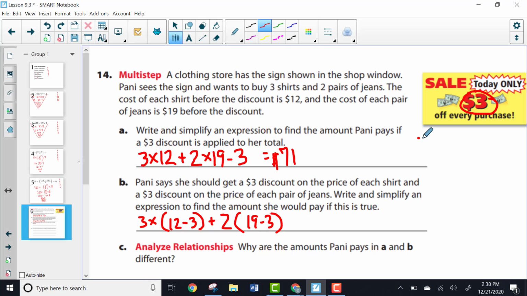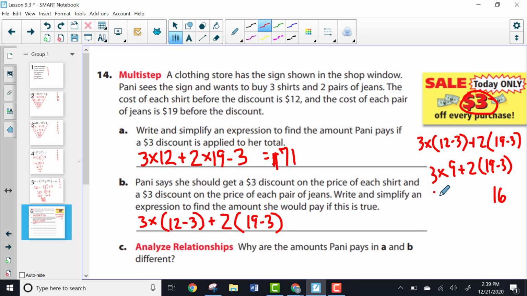So again, we will write this out. 3 times 12 minus 3 plus 2 times 19 minus 3. Okay, so again, parentheses first. 12 minus 3 is 9. So now we have 3 times 9 plus 2 times 19 minus 3. Now we're going to do 19 minus 3 is going to give us $16 per jean. $9 we can see here per shirt. I kind of like that.